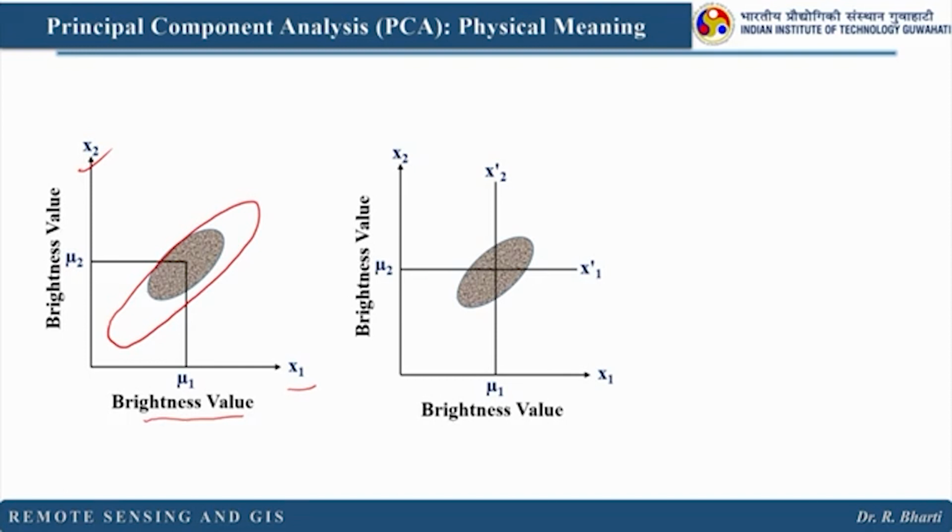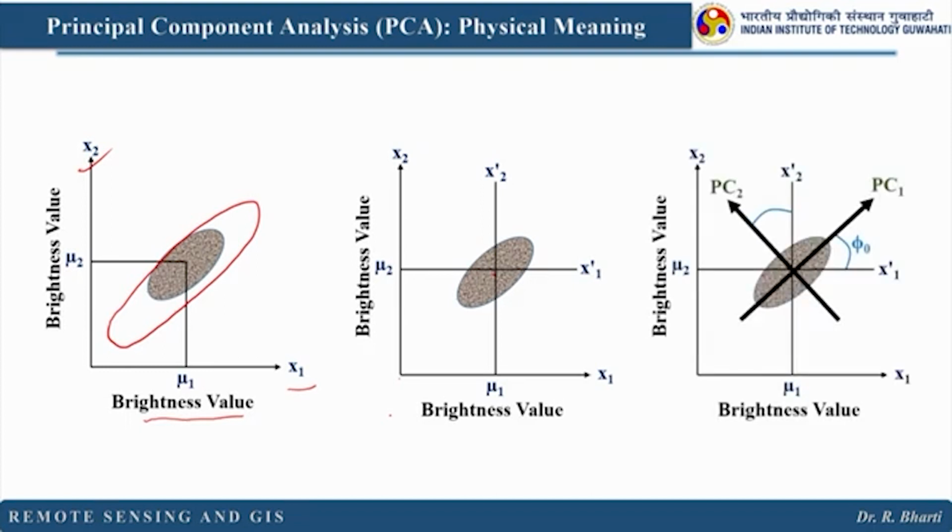So, what we do, we change the axis, we shift this axis to the center of this particular plot, and then we rotate so that it will be uncorrelated. This is what we are doing in principal component analysis, and this is how we are deriving meaningful information in few bands from maybe hundreds or thousands of bands.